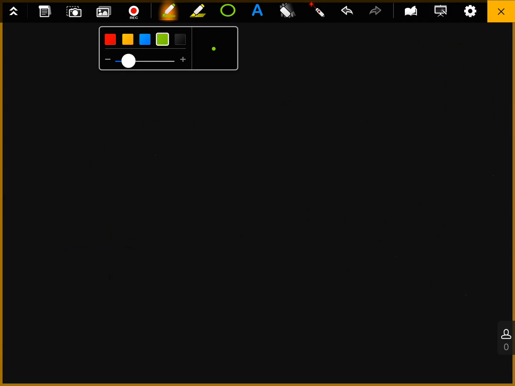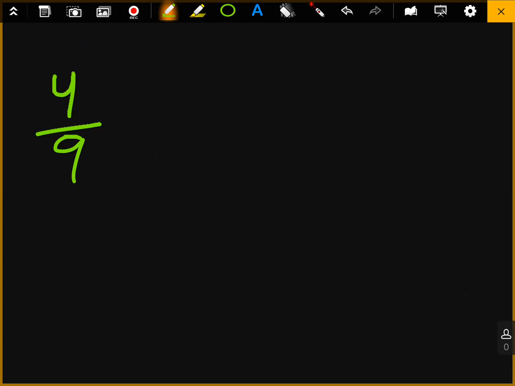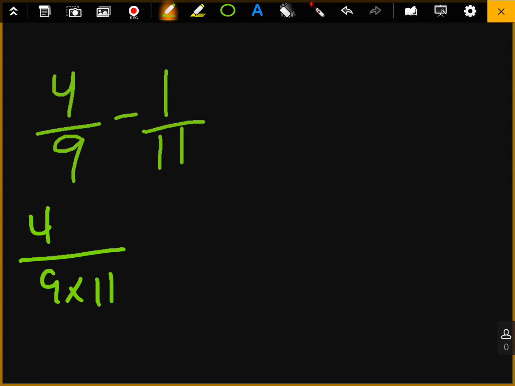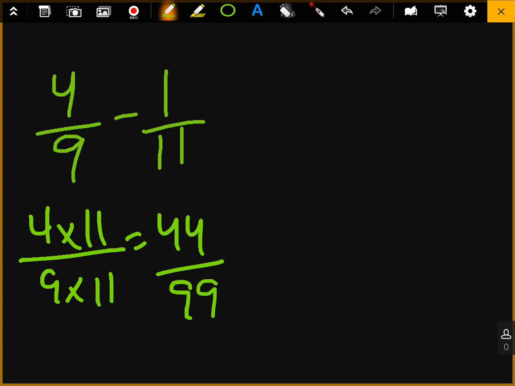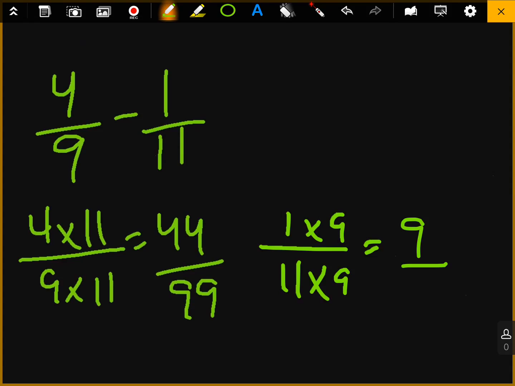Number 7 says find the difference. Difference means you've got to subtract 4 over 9 minus 1 over 11. Now, I can't think of really any common denominators that they might have, so I'm just going to multiply them together. We'll multiply the 9 and the 11. So I'm going to take 4 over 9, multiply both 9 and 4 by 11. It gives me 44 over 99. I'm going to take 1 over 11. I'm going to multiply them both by 9. That's going to get me 9 over 99, and then I just add.